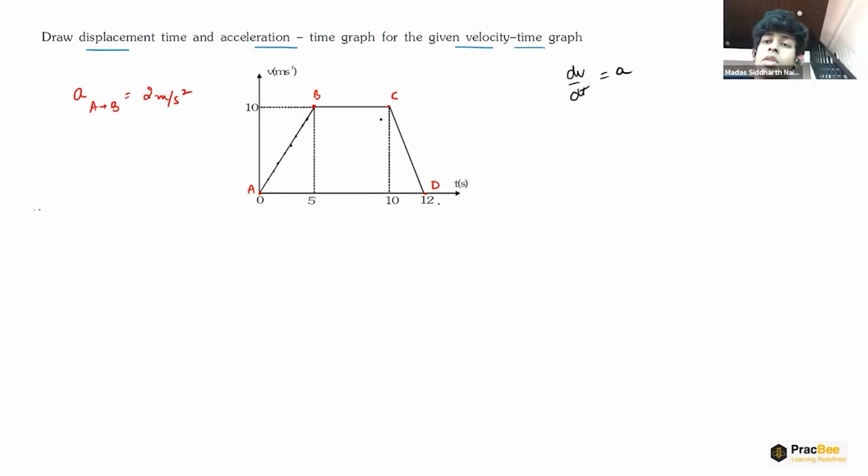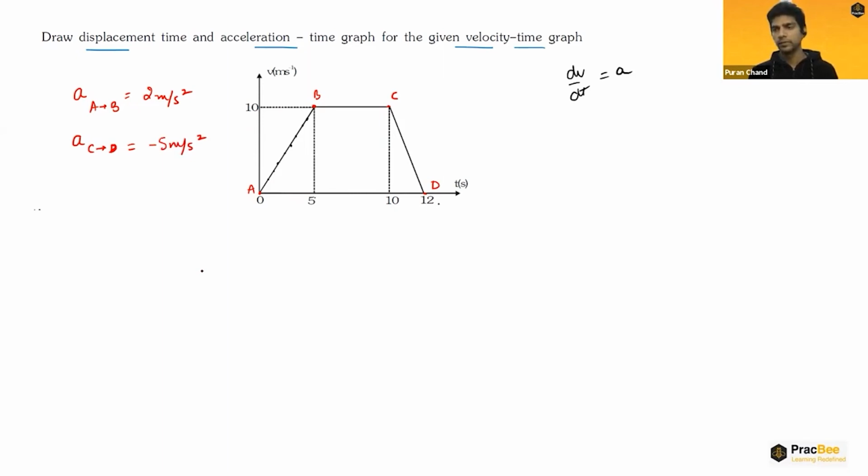What is the deceleration from C to D? Yes, minus 5 meters per second square. Clear? And your velocity from B to C is 10, right? Okay, so now we know the time for which the particle is accelerating. Particle starts from rest. So let us draw the acceleration time graph, right?